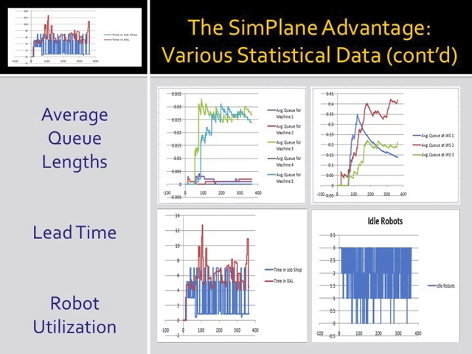Here are some of the screenshots of the graphs that you will get. The first two graphs at the top are the average queue length of each machine and each workstation. Then, as you can see, on the bottom left is the lead time graph, and on the bottom right is the robot utilization graph. So now let me allow Arthur to explain more about the next SimPlane advantage, user-friendly interface.